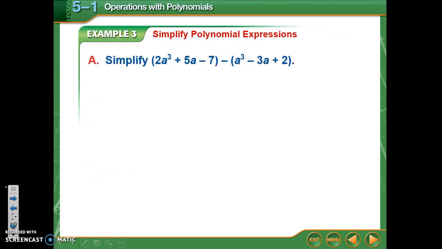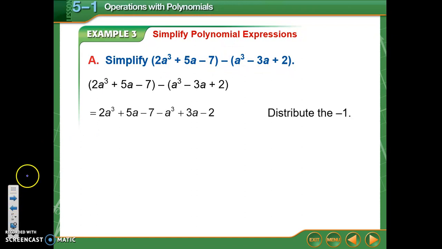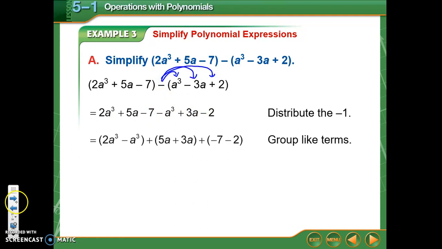All right, we're going to talk about simplifying polynomial expressions now with other operations. This is super easy. This is just combining like terms. So here, 2a squared plus 5a minus 7, I'm subtracting a cubed minus 3a plus 2. Here what they did is they distributed this negative 1 that was in front of this polynomial. So it made it minus a cubed plus 3a minus 2. And then you just combine like terms.